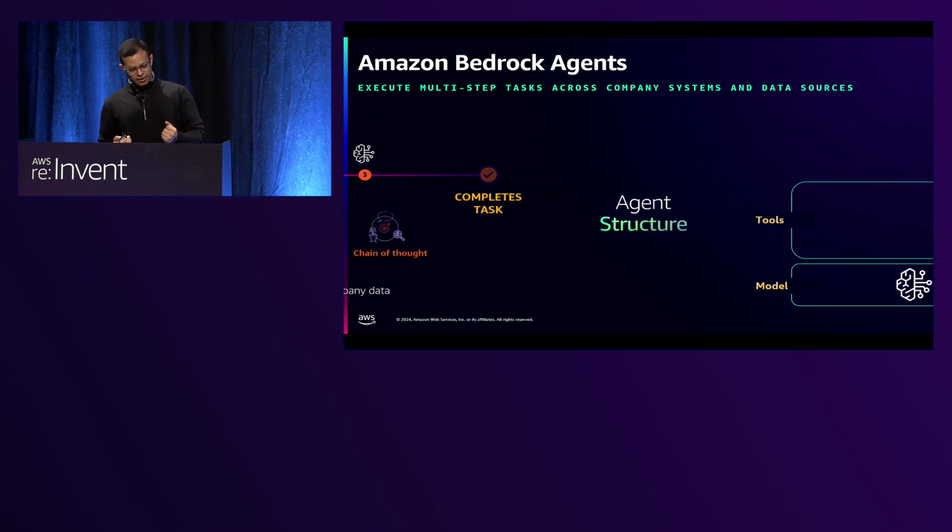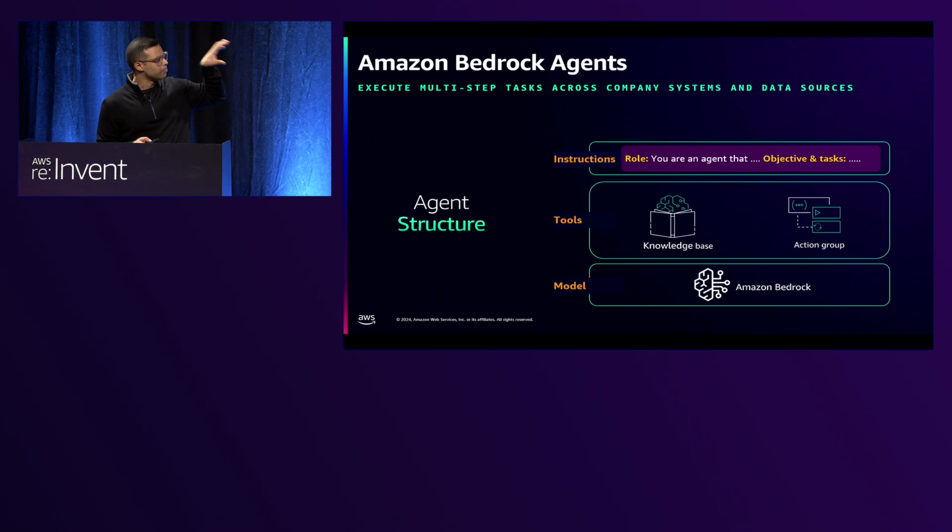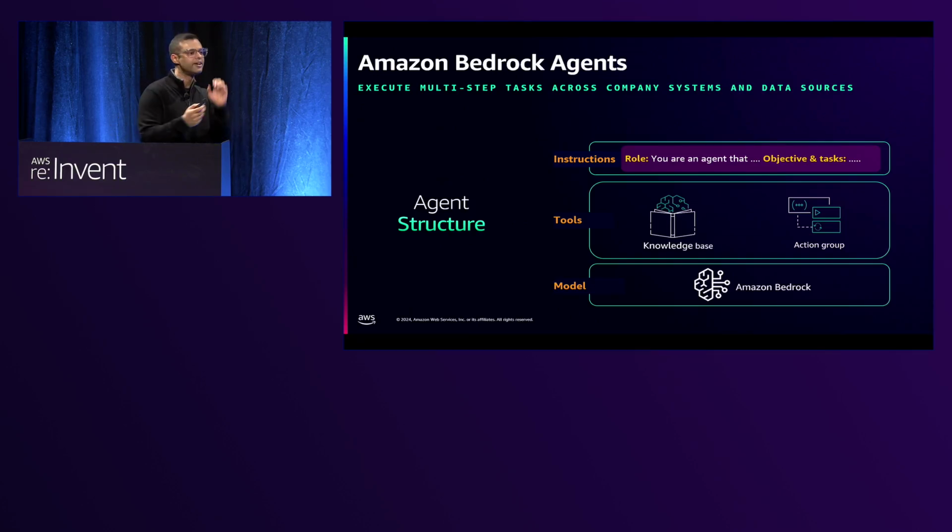So what is the agent structure composed of? What is it made up of? Three things. Instructions. So you're basically assigning a role to the agent. You are a helpful customer service bot. You are a travel agent. You're supposed to do this. You're supposed to respond in a friendly conversational tone, etc. And then we give it access to knowledge base and action groups, which is the things that it'll do. And finally, it also has access to an LLM model.